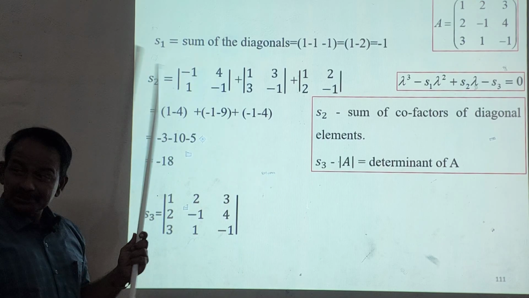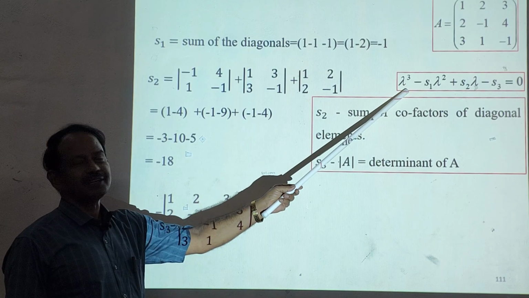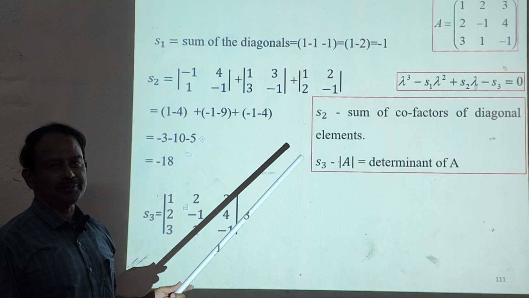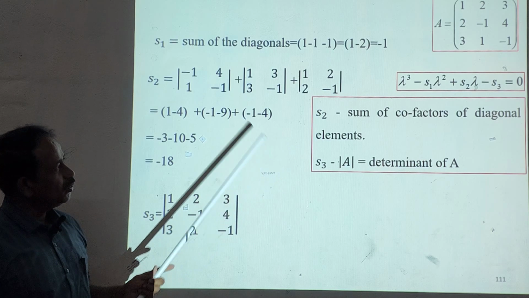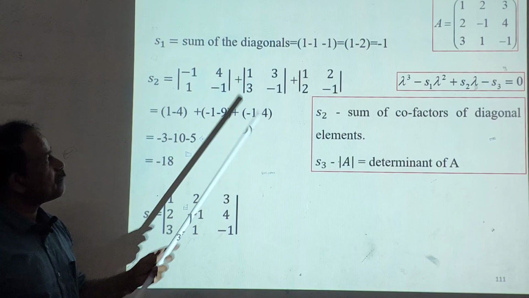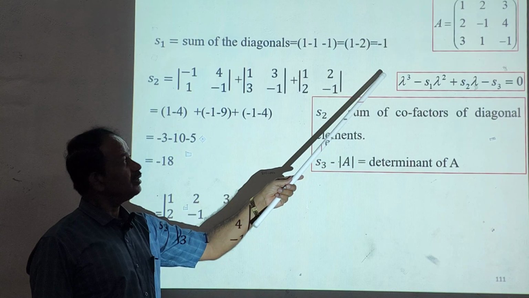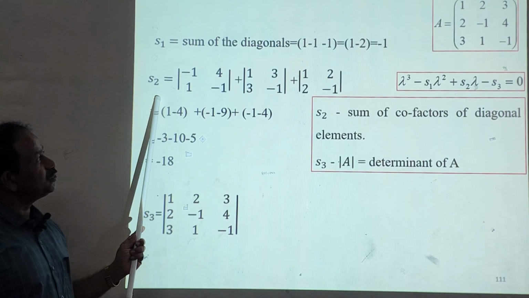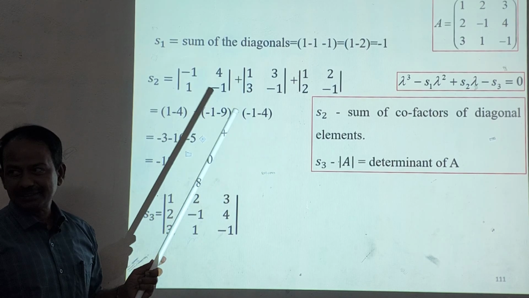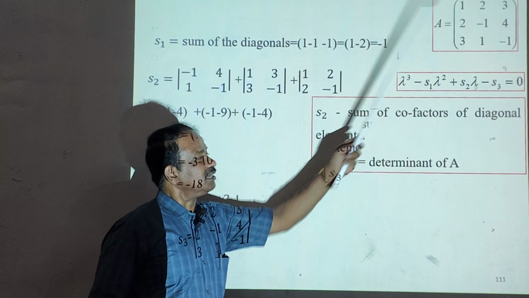Now we are going to go with another method. Which method? This equation we already know: lambda cubed minus s1 lambda squared plus s2 lambda minus s3 equals 0. What is s1? S1 is the sum of the main diagonal, the trace of the matrix. So the trace of the matrix will be 1 minus 1 minus 1, that will be minus 1. What is S2? S2 is nothing but the sum of the cofactors of the diagonal elements.